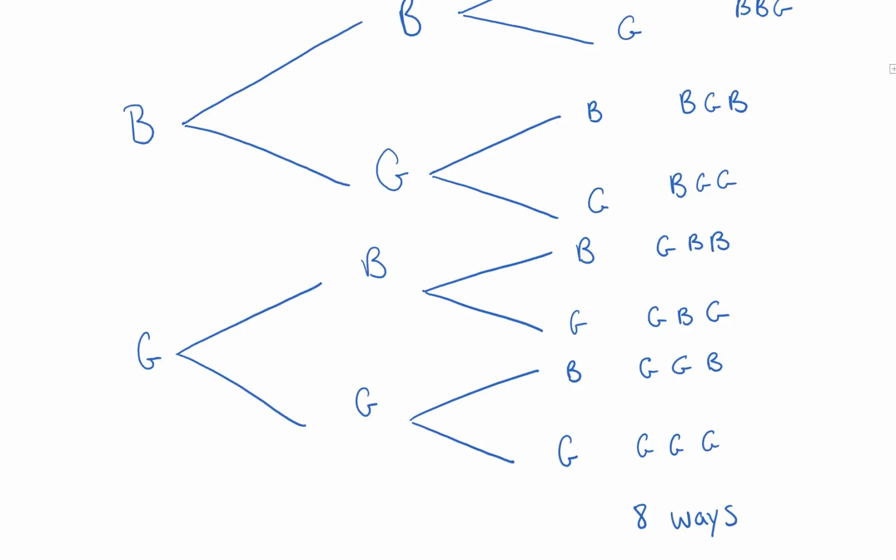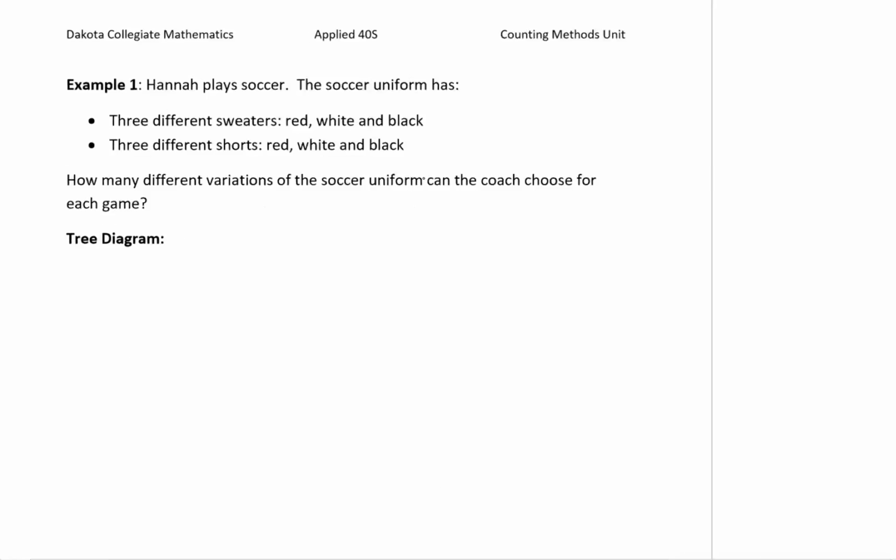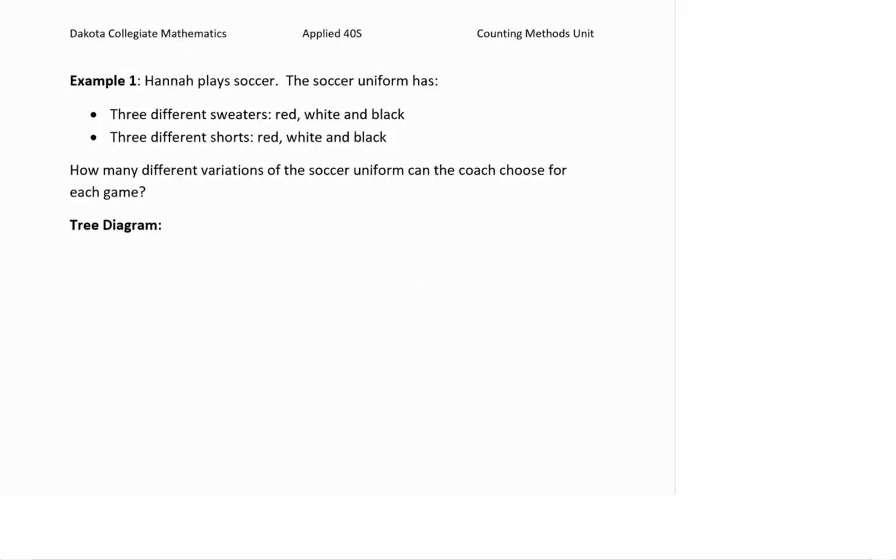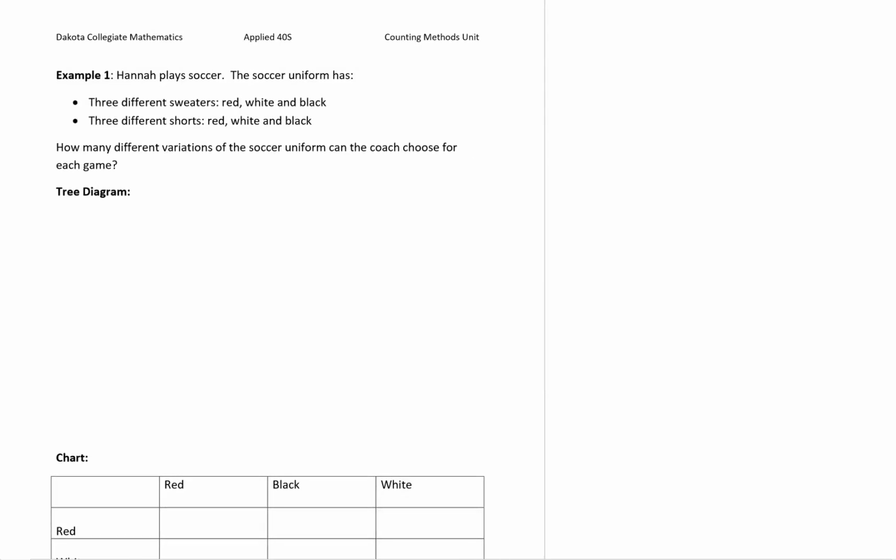Let's try another example. It says Hannah plays soccer. The soccer uniform has 3 different sweaters, red, white, and black. 3 different shorts, red, white, and black. How many different variations of the soccer uniform can the coach choose for each game?